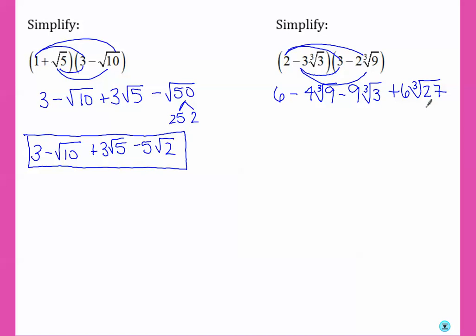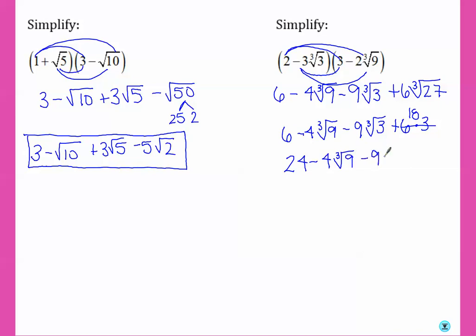The cube root of 27 is equal to 3, so we're going to multiply that with the 6 that was out front, bring down our other terms. If we simplify, this is equal to 18, and then we can combine our like terms. 6 plus 18 is 24, minus 4 cube roots of 9, minus 9 cube roots of 3. Since none of these can be simplified or combined as like terms, that's it.